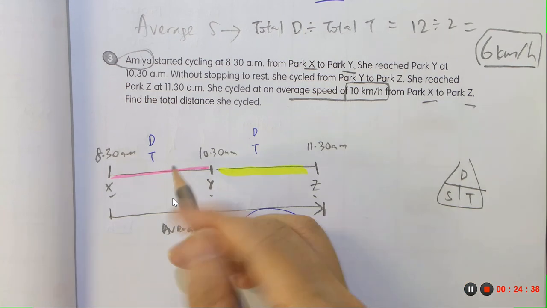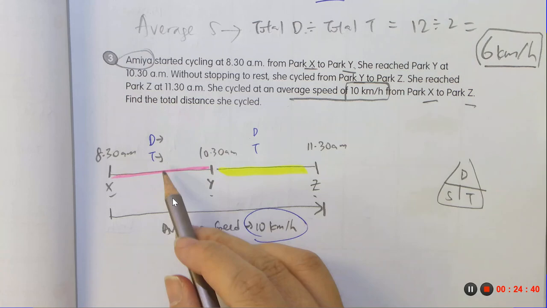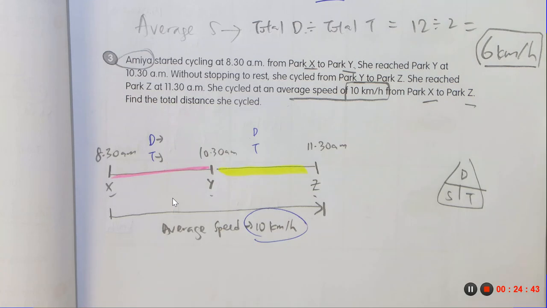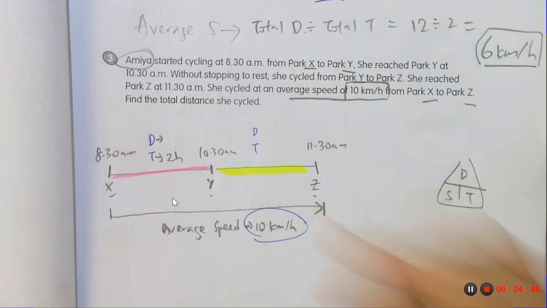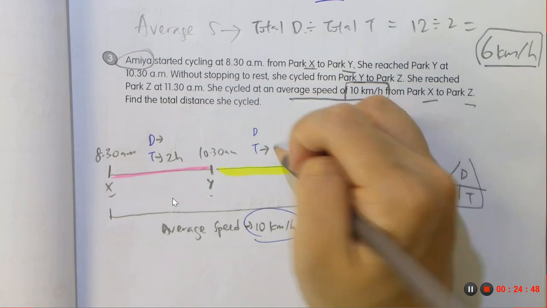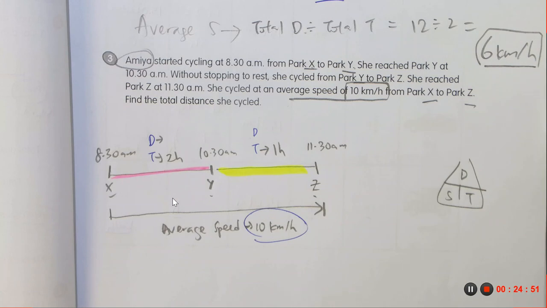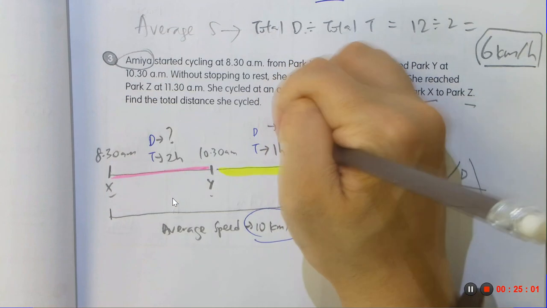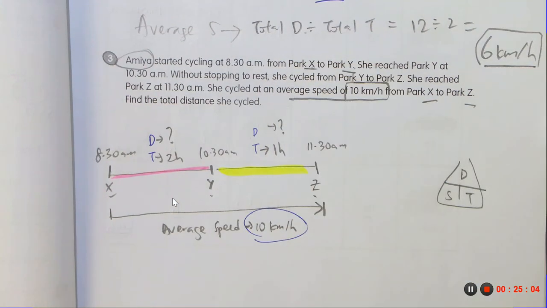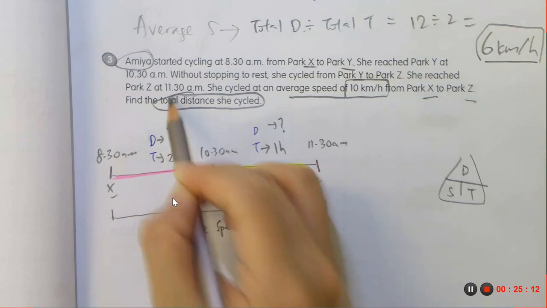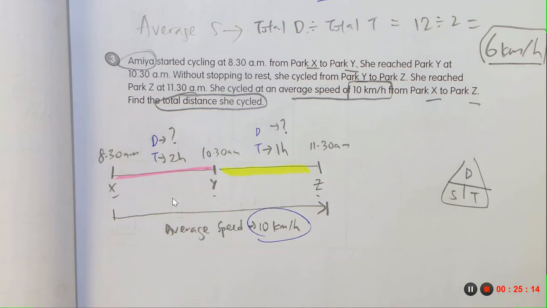Let's ask, what's the duration for the first part of the journey, X to Y? 2 hours. And then the second part of the journey? 1 hour. How about the distance? Is it mentioned? No. The distance is unknown. And that's the question. What's the total distance she cycled?